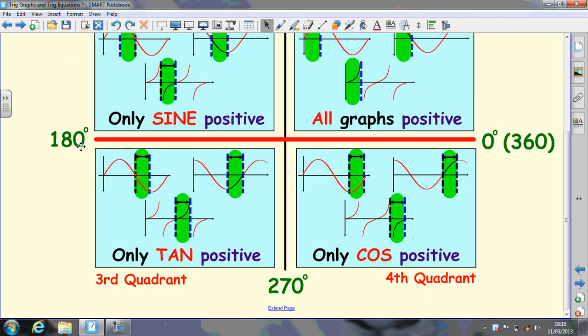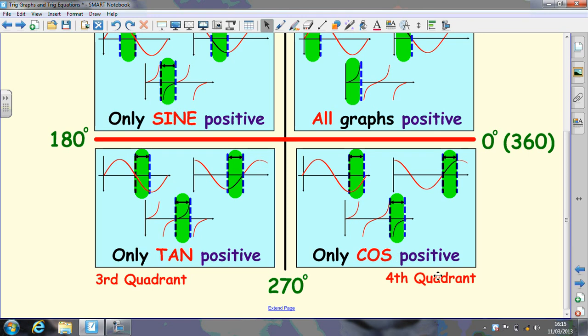In your third quadrant, between 180 and 270, that's again why we've got this here. If you look at all the graphs, the sine wave is negative here, between 0 and negative 1. That's your values between 0 and negative 1. The cosine wave is also negative. That's between 0 and negative 1 here, down this bit. But the tan graph is positive. It's got values going up like this. So only the tan graph is positive in this quadrant.